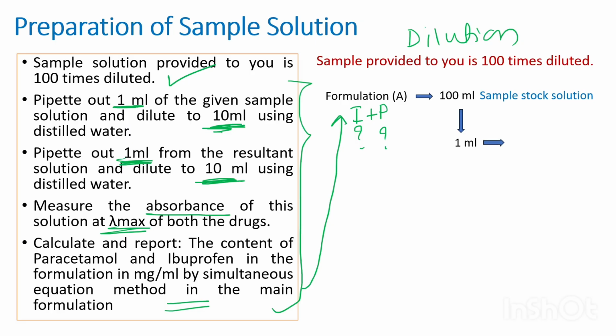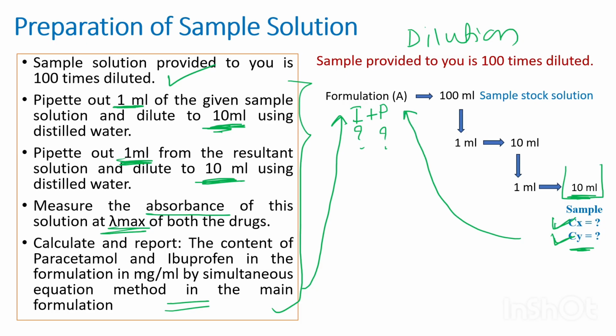From this, 1 ml is withdrawn and made up to 10 ml. Again 1 ml is withdrawn and made up to 10 ml. First we have to find out how much is present in this 10 ml. We took its absorbance, and from that absorbance we will do the calculation. We will get the concentration of this flask first, and then from here we have to find out how much is in the formulation. This is called back calculation.